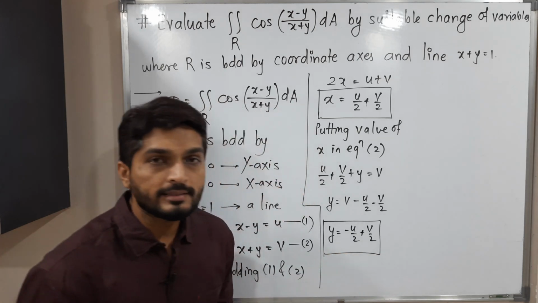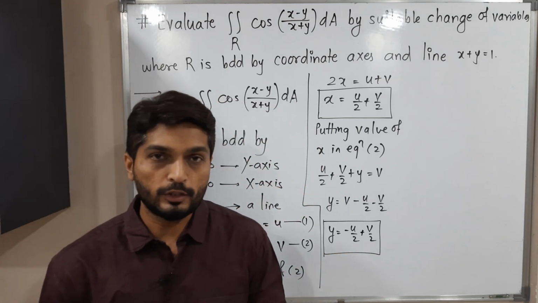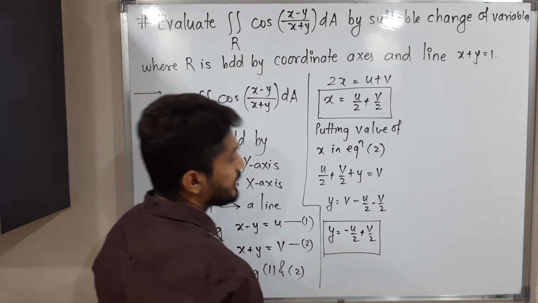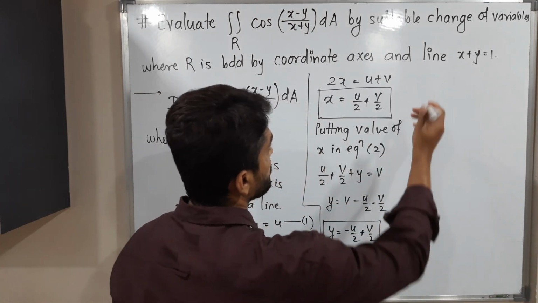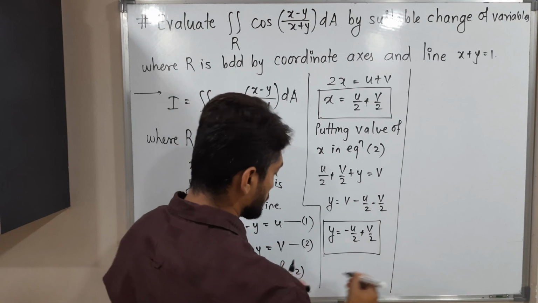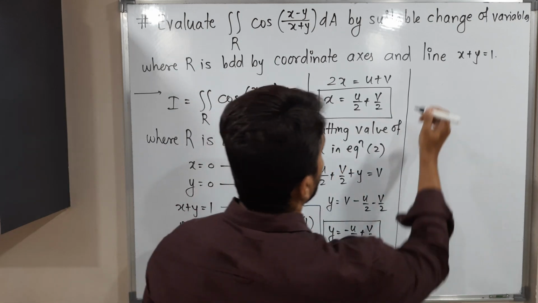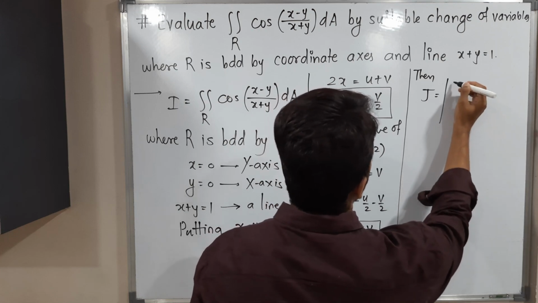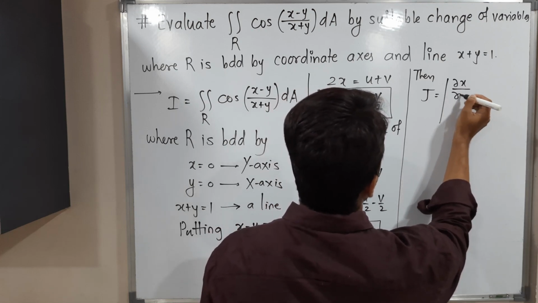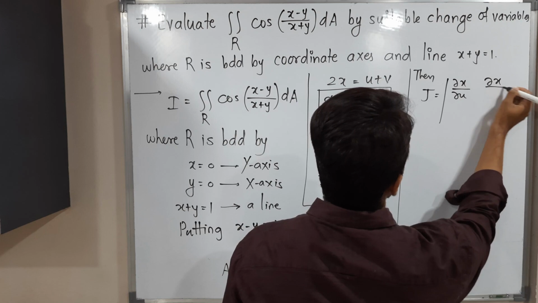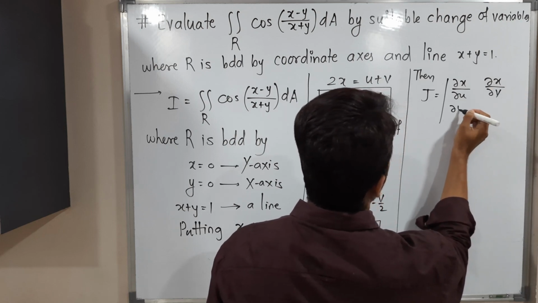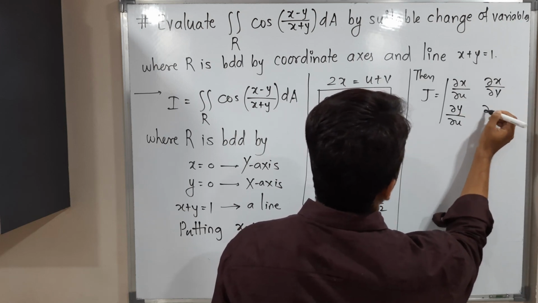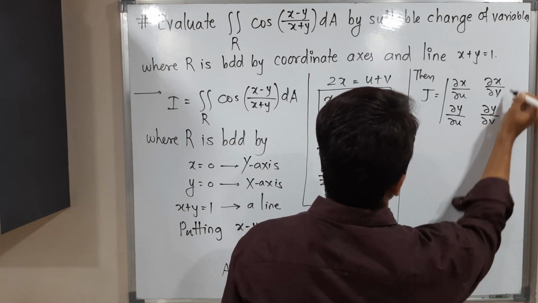So the next task is to find the value of the Jacobian. Okay, so let us find the Jacobian. Where shall I write? Let me write here. Then the Jacobian, its formula is derivative of x with respect to u, derivative of x with respect to v, derivative of y with respect to u, derivative of y with respect to v.